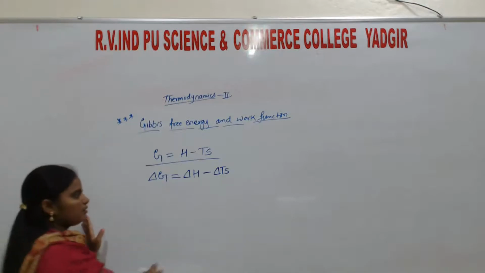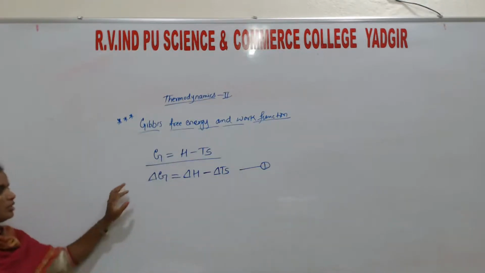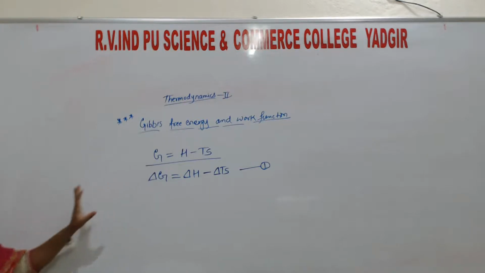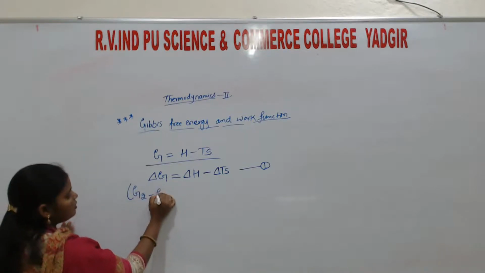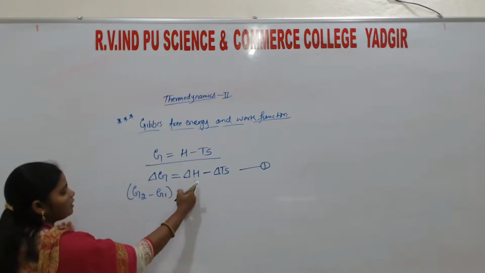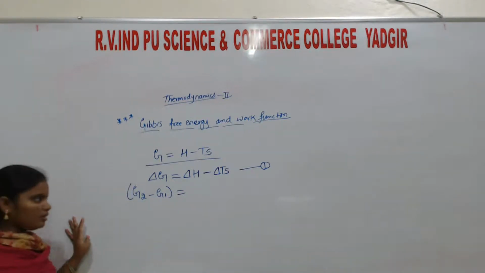Let's consider this as equation number 1. Delta G is G2 minus G1, and delta H is H2 minus H1.